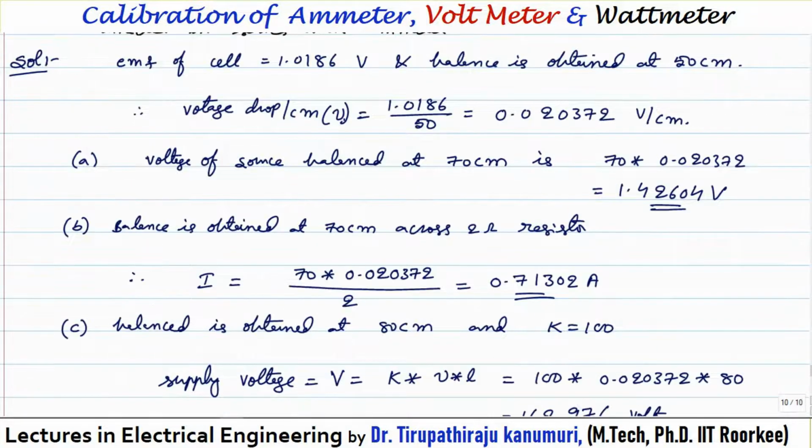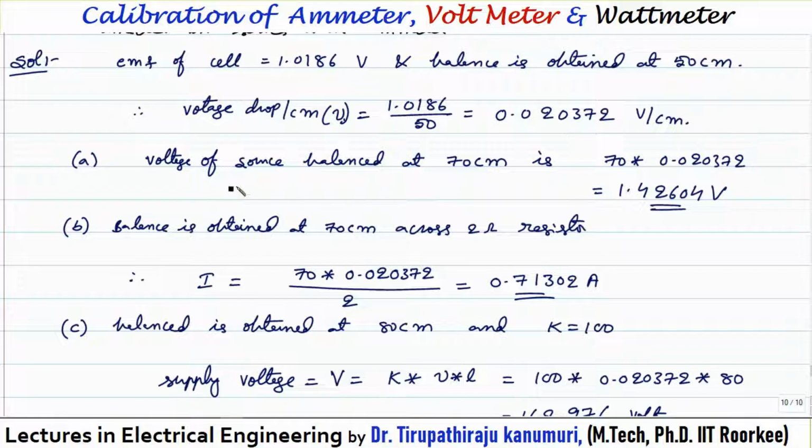First I am starting with the EMF of the standard cell, which is 1.0186 volts, and balance is obtained at 50 centimeters. From this we can calculate the voltage drop per centimeter of the balancing dial of the potentiometer. It will be 1.0186 divided by 50, that is 0.020372 volts per centimeter.